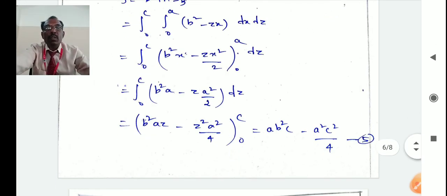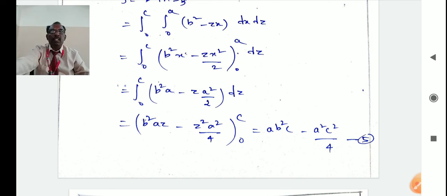Integration of this one with respect to z: b²az − z²/2 × a²/2, that is z² a²/4. Z equal to c: a b² c − a²c²/4, which is equation number 5.